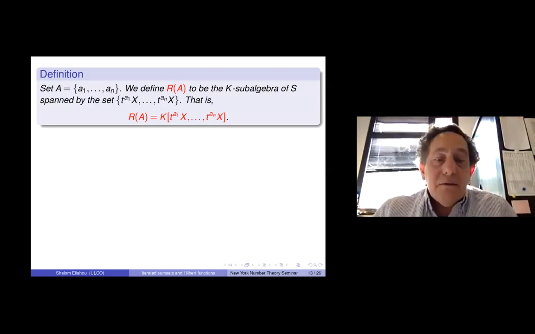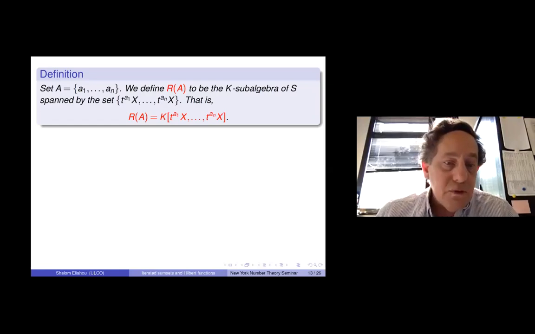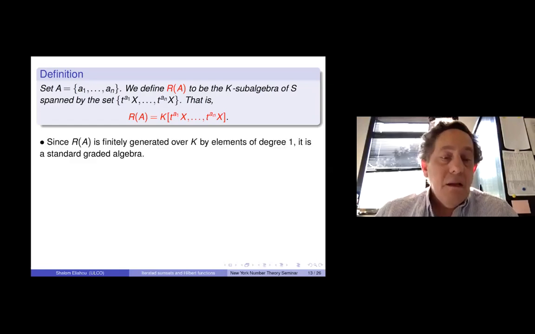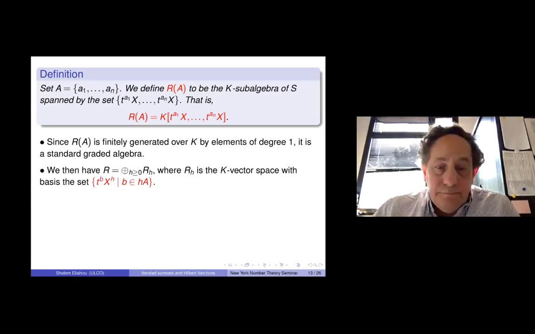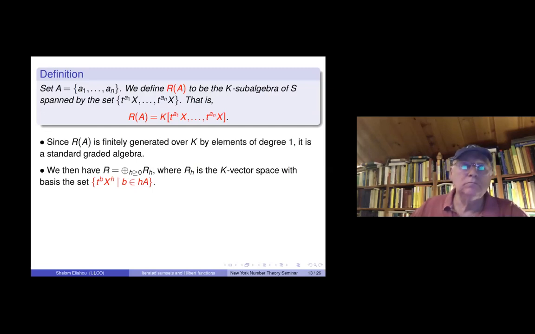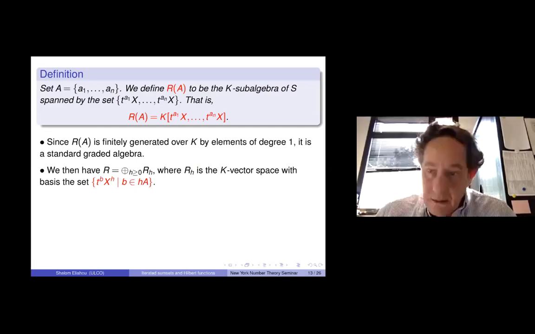And now I claim that this is a standard graded algebra, and its Hilbert function exactly models what we wanted to model. So indeed, if you fix h, a non-negative integer, R_h is a vector space with basis T^b X^h, where b runs over the iterated subset hA.